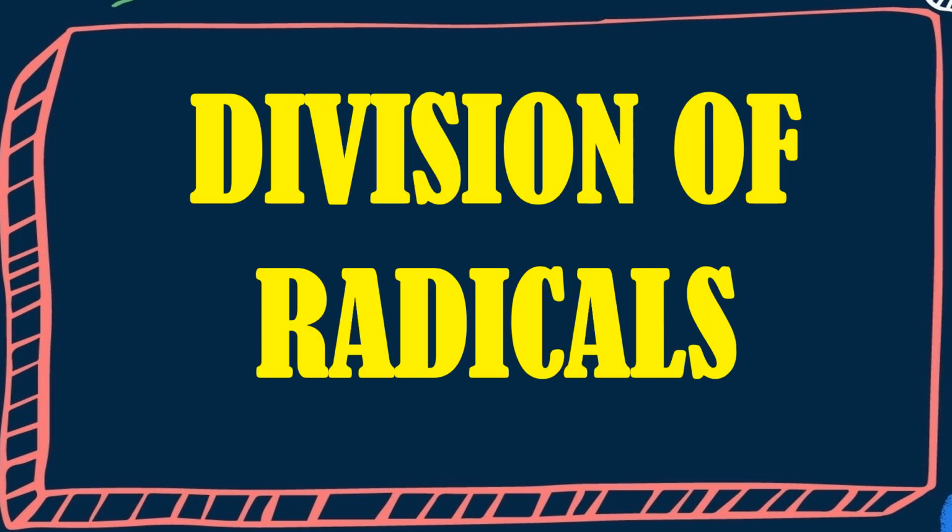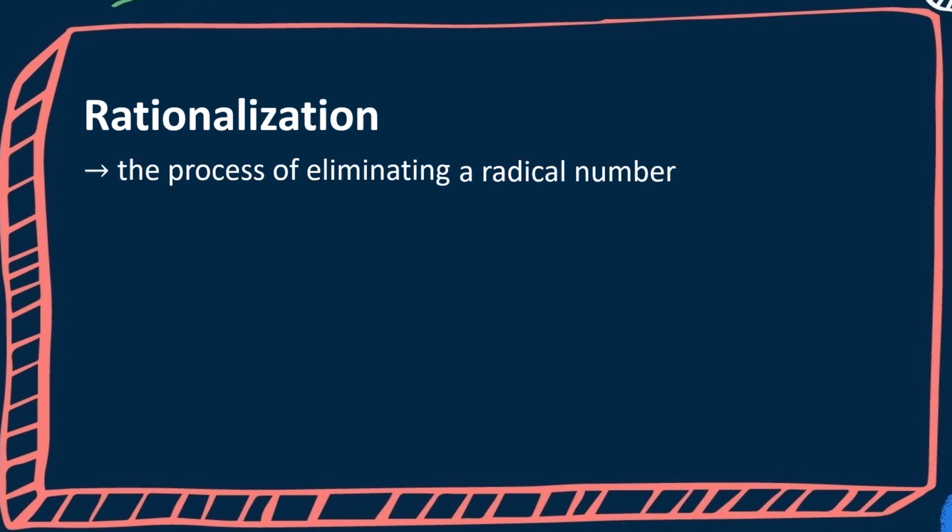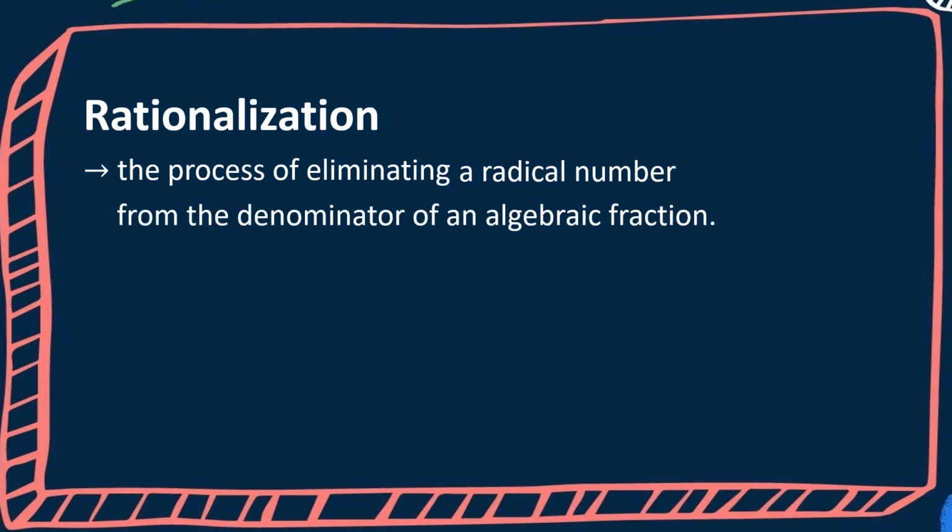For this week, we are going to discuss division of radicals. Before we proceed, let's define first the word rationalization. It is a process of eliminating a radical number from the denominator of an algebraic fraction.